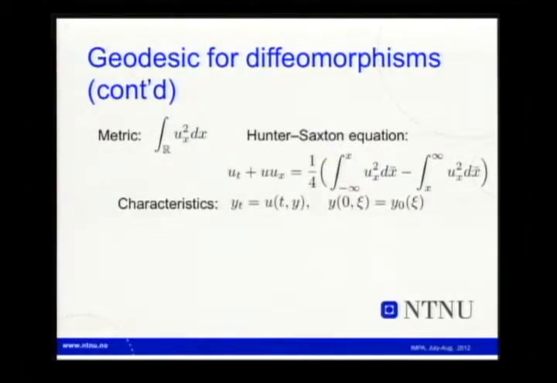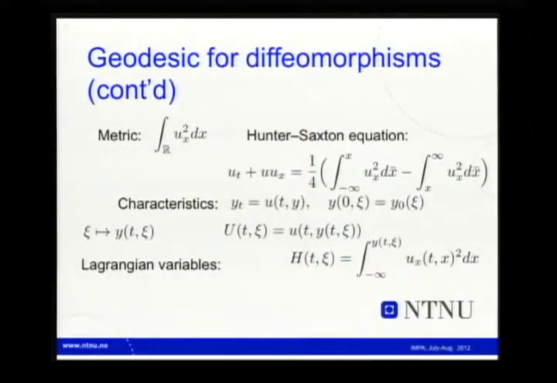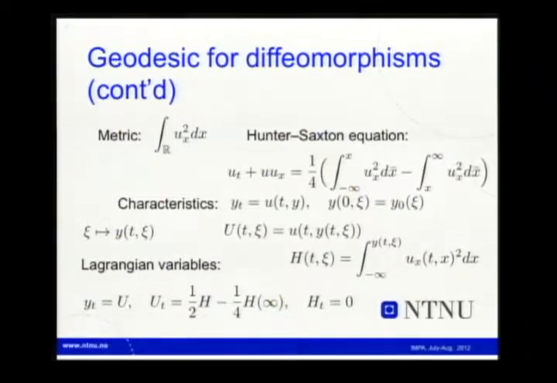Again, you play the same game. You do the characteristics, and you rewrite the Hunter-Saxton in Lagrangian variables. You need to introduce, in addition to the velocity, the energy up to the characteristic here. And you can rewrite the equation, and you end up with this system, which is slightly bigger than for Burgers' equation, but it's still linear. So in the Lagrangian picture, this equation is quite simple to solve. But going back to the Eulerian variables, to the original u variables, is again very hard.